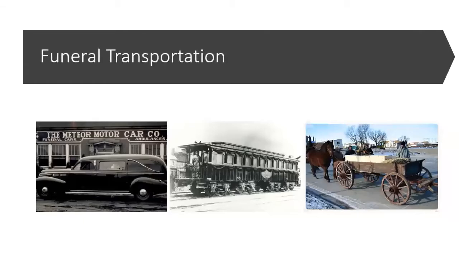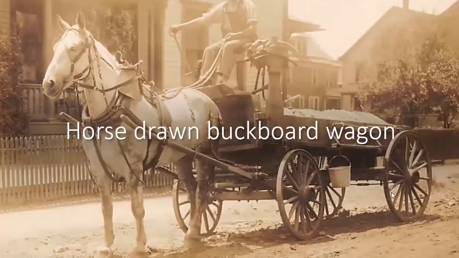Again, later on, you ended up with more of a sedan-looking hearse. The center is the funeral car for Abraham Lincoln. The right is an indication of one possibility in terms of horse-drawn capabilities. But I want to point out that for our ancestors early on, the horse-drawn buckboard wagon may be the way the casket itself was carried from the house to perhaps a church and then to the cemetery itself for burial.